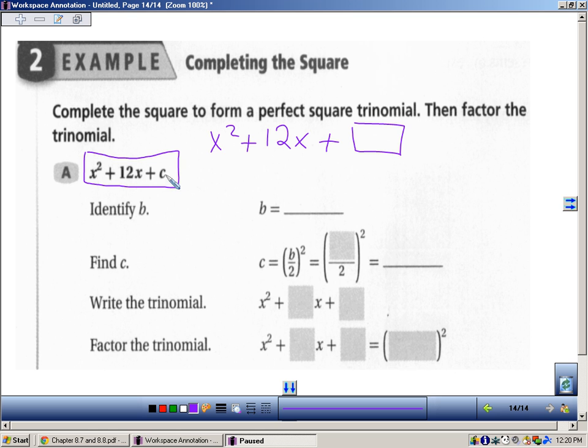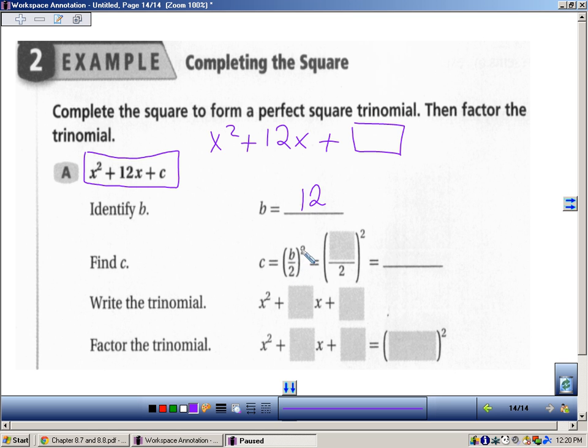Since it's a quadratic, the middle coefficient is always called b. And to complete the square, you take the middle coefficient, 12, and divide it by 2. That's what's going on here. This is the part of page 460 that I wanted you to read. To find c, the number that's missing, you take b and divide it by 2, and then take that answer and square it.